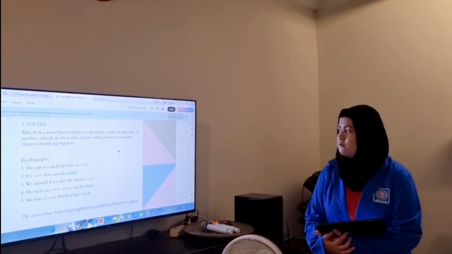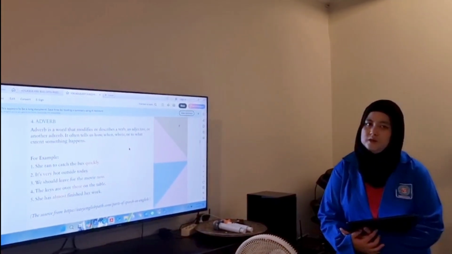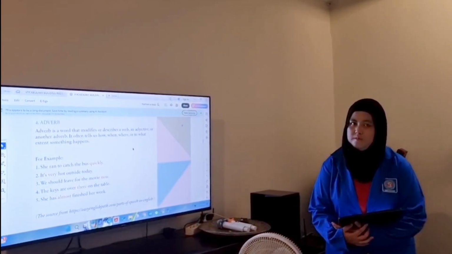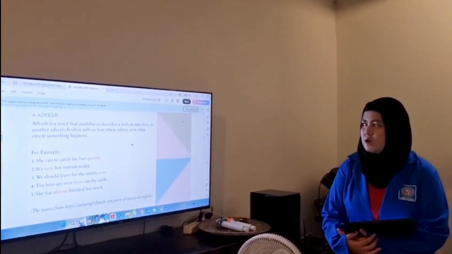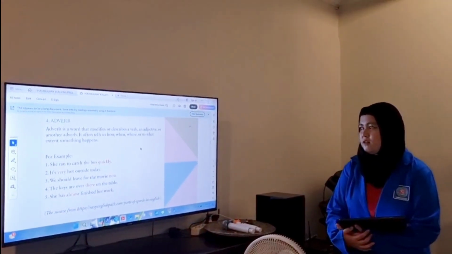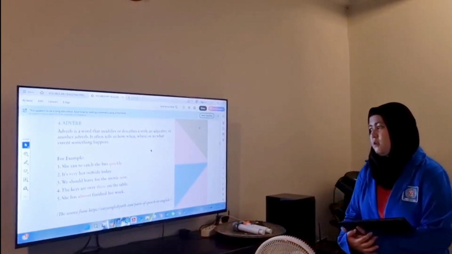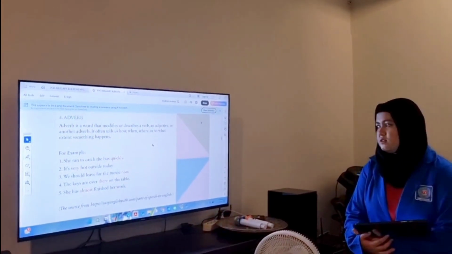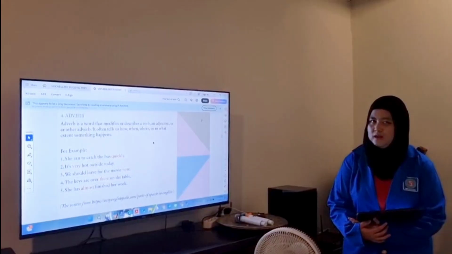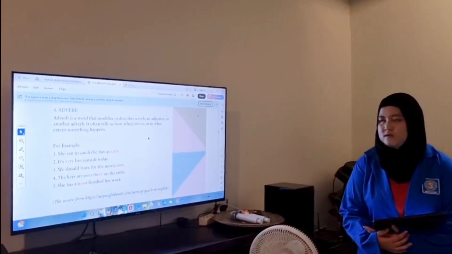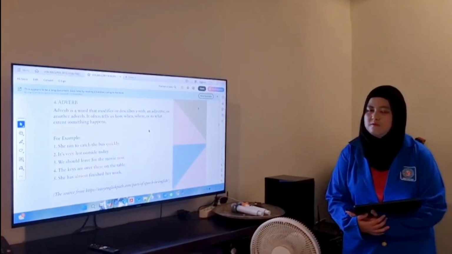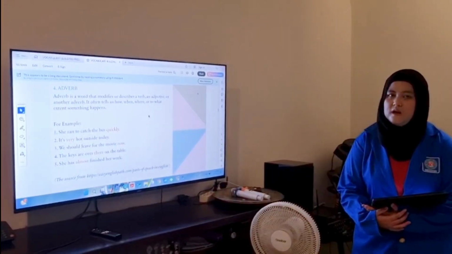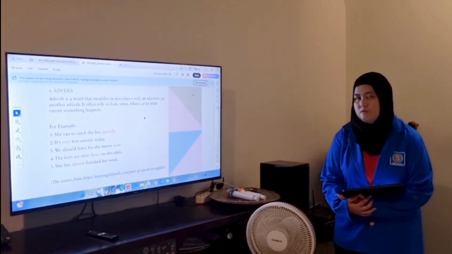It's a word that modifies or describes a verb, an adjective, or another adverb. It often tells us how, when, where, or to what extent something happens. For example, she ran to catch the bus quickly. It's very hot outside today. We should leave for the movie now. The keys are over there on the table. She has almost finished her work.